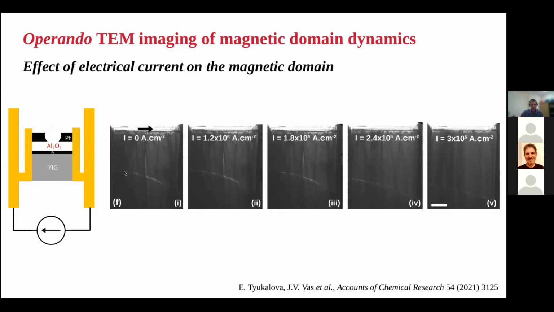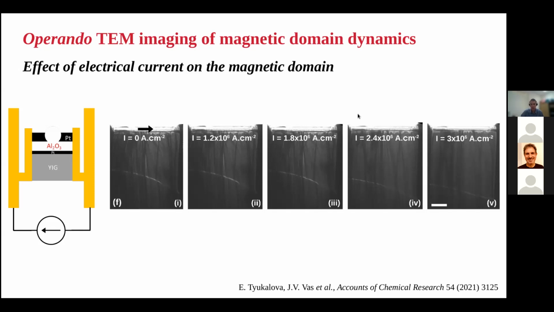So this is the initial ferromagnetic domain when we have no current. And by increasing the current density, we can see that we are able to move the magnetic domain downwards at higher current density. So I think it was the first time that people have been able to image the propagation of a magnetic domain when a specimen is exposed to a spin current within the TEM. That was kind of a proof of concept experiment.